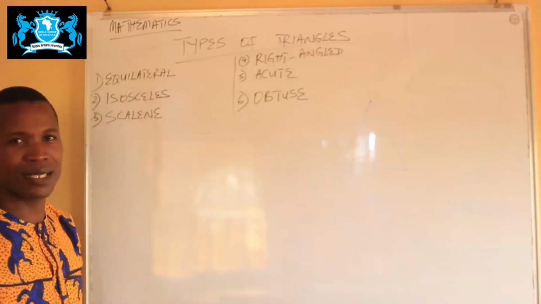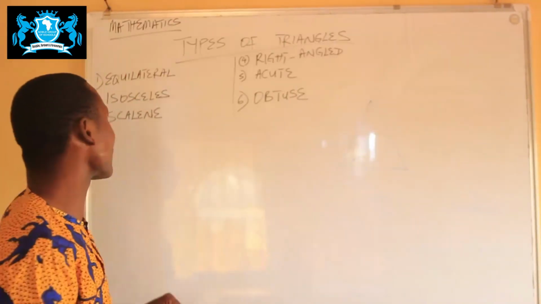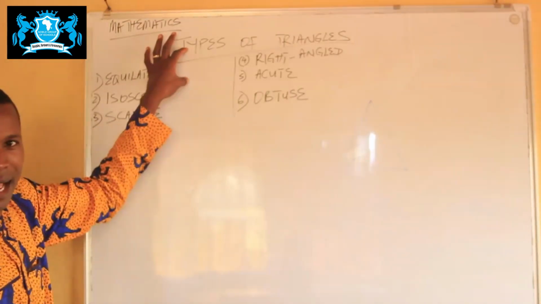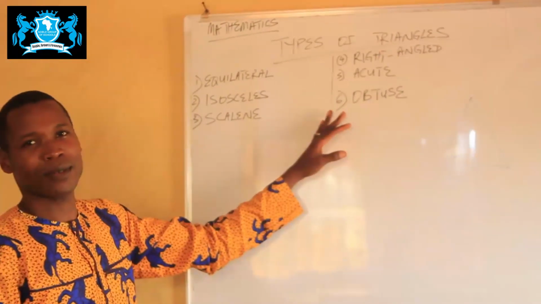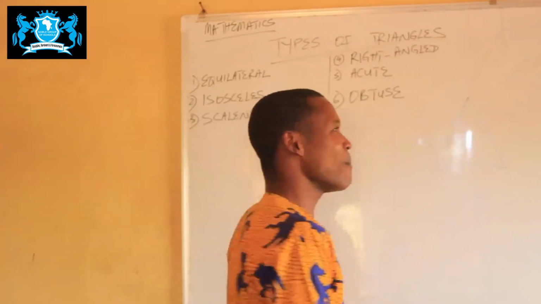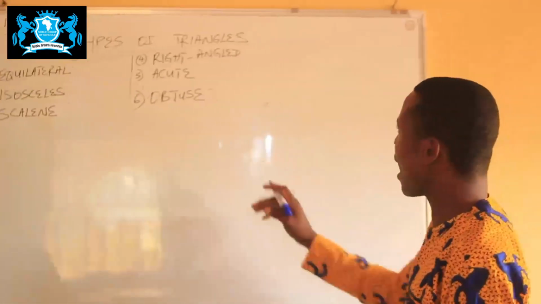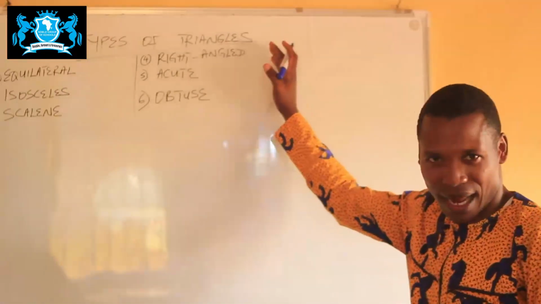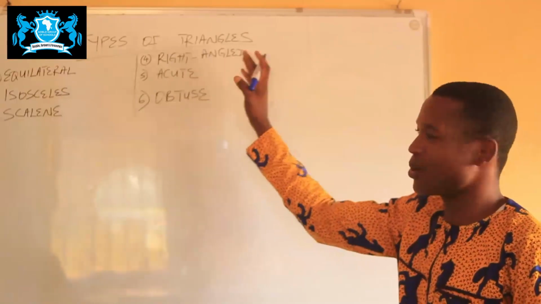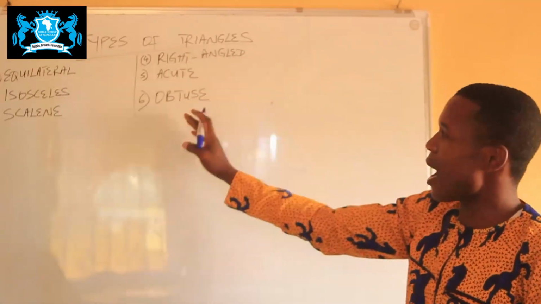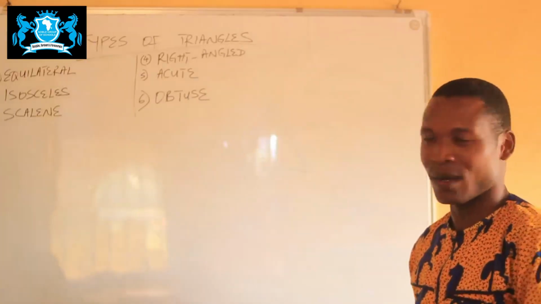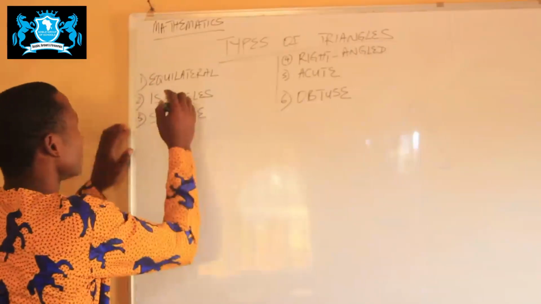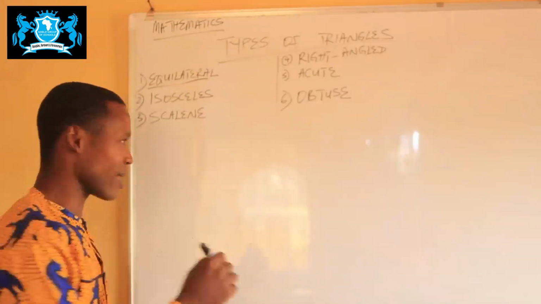Classification based on the sides. If we are classifying based on the side, we have equilateral triangle, we have isosceles triangle, we have scalene triangle. Then if we are classifying based on the angles, we have the right angled triangle, we have the acute triangle, then we have the obtuse triangle. Let's take the equilateral triangle first. So we will start with number 1, the equilateral triangle.